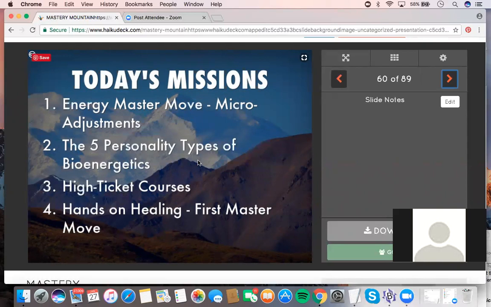Today's missions. I want us to do an energy master move that the live video cut off last time. So some of you got it. Joshua was here. In fact, Joshua, maybe you could jump in and share again. So I want to just recover that since we missed it. I want to go over the 5 personality types of bioenergetics. And so we're going to learn the whole schematic and modality for that today in a simplified, streamlined, more of a master course way.